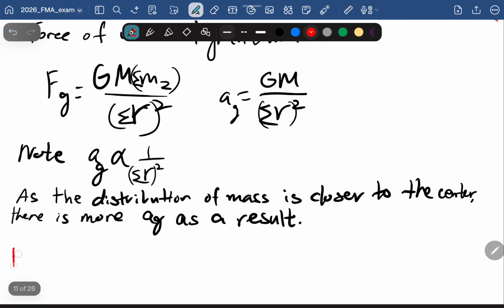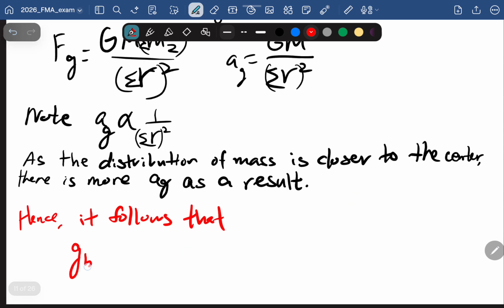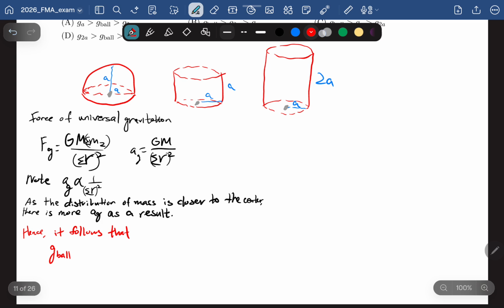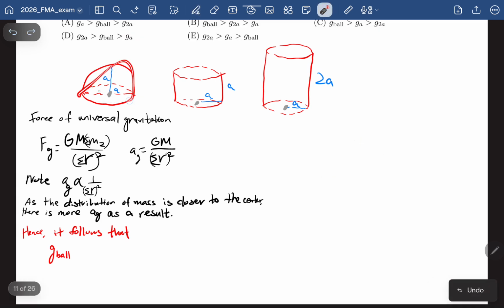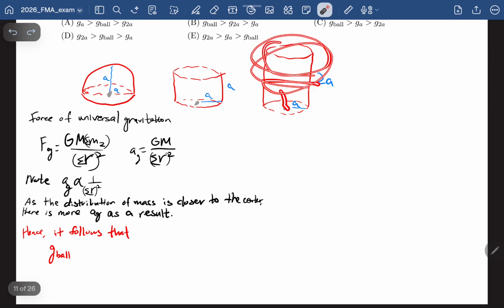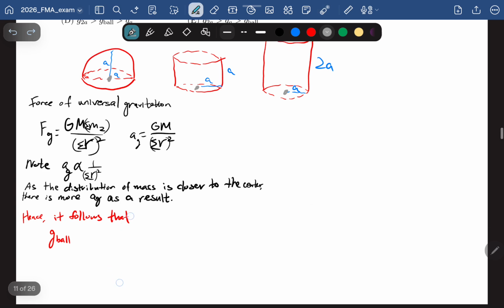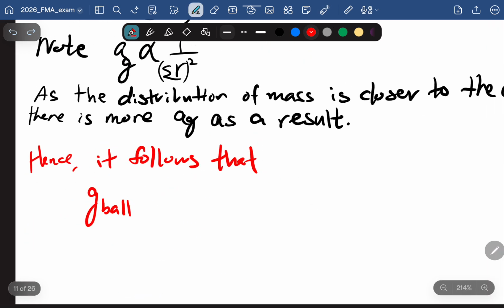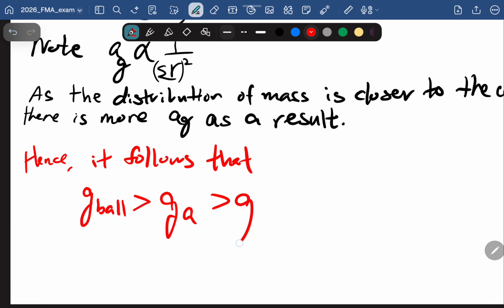So hence it follows that G ball, because here the mass is closest. Sorry. Here the mass is closest to here. Here there's these corners, and here it's common sense, right? This whole portion is further away from the center. So we have G ball is greater than G_a is greater than G_2a.